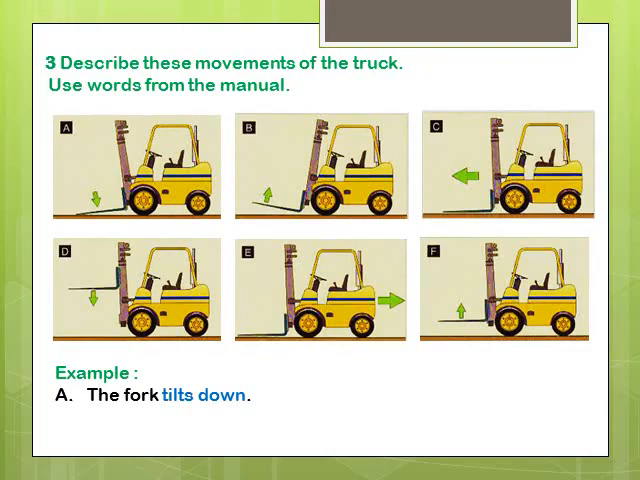So let's see the second picture. What do you think? How can I describe picture number 2 or B? That's correct. The fork tilts up. So here in A, tilts down because the arrow shows that it goes down, and here the arrow shows that it tilts up. And that's a sloping position, not in a straight line. So I say tilt, not move.